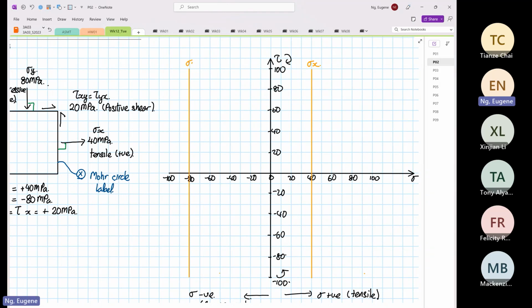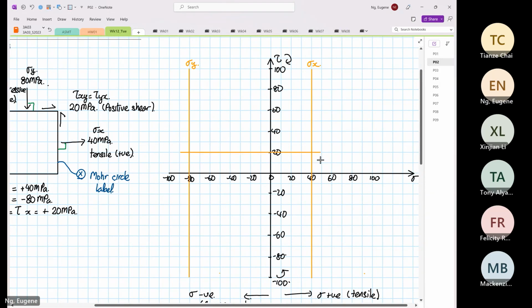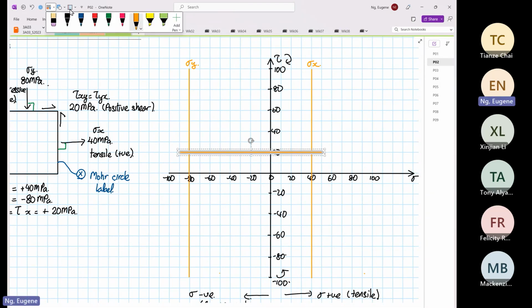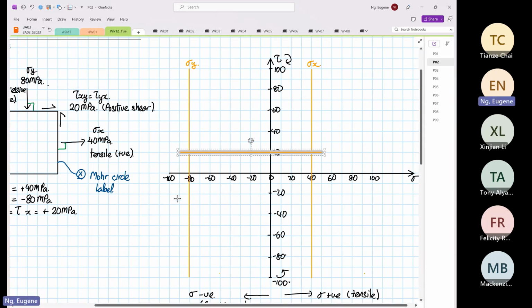Y is minus 80, and we know it is in compression because it's pointing towards the element. In terms of shear, I know I mentioned that this is positive shear, but in shear, you don't bother about whether it is positive or negative. You draw your shear line in both the positive and negative, and I'll tell you why later on. So we're going to draw a line at 20, and then another line at 20.